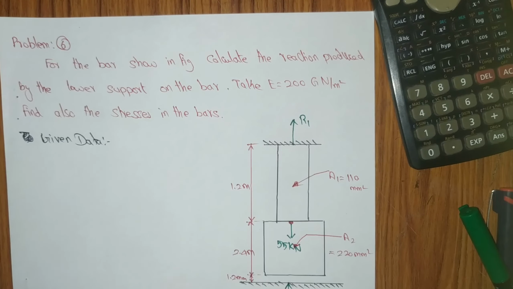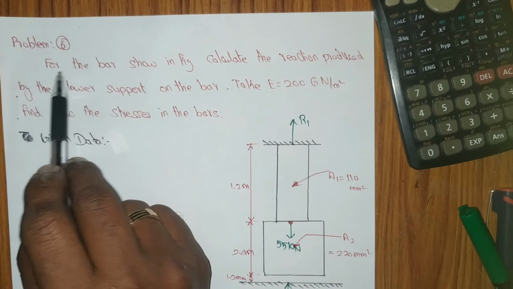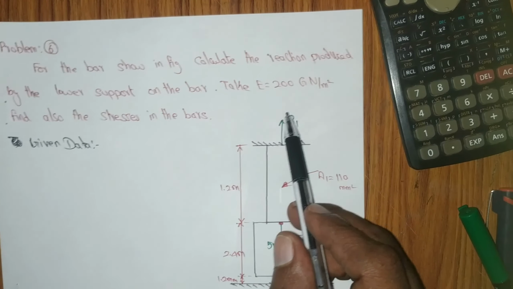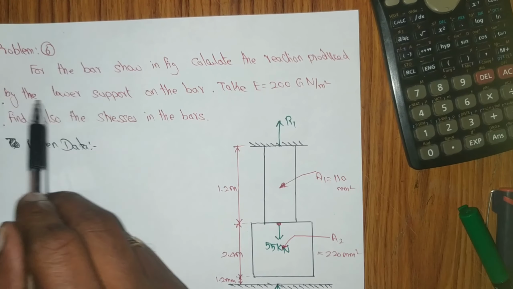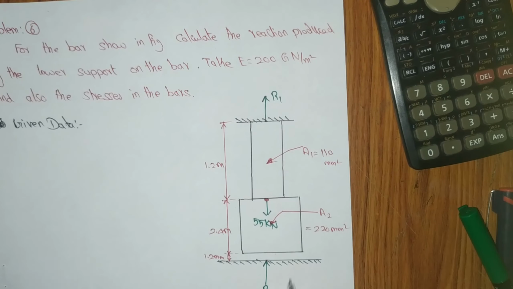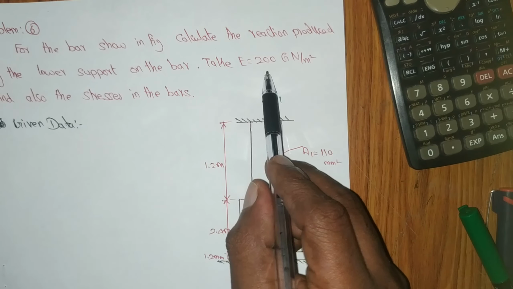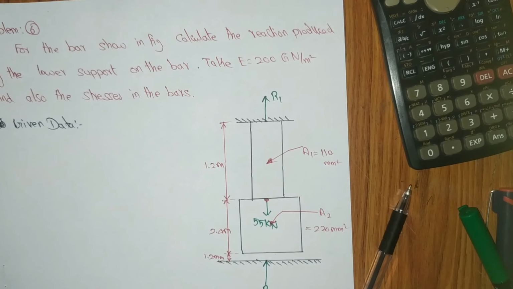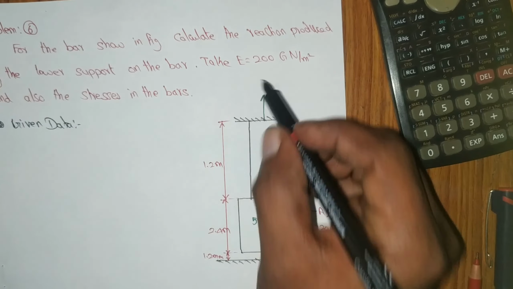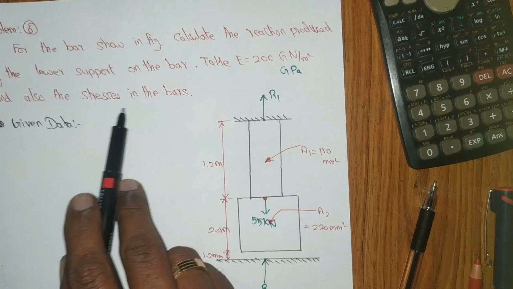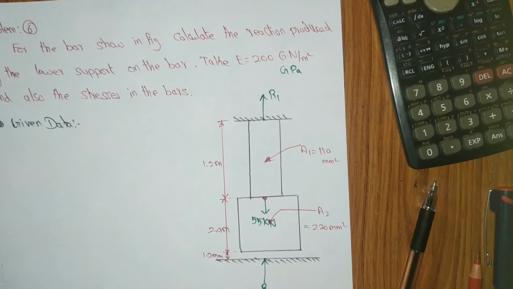In this problem number 6, for the bar shown in the figure, calculate the reaction produced by the lower support and the bar. Take E equal to 200 gigapascal, or Newton per meter square, we can call it gigapascal. Also find the stresses in each bar.